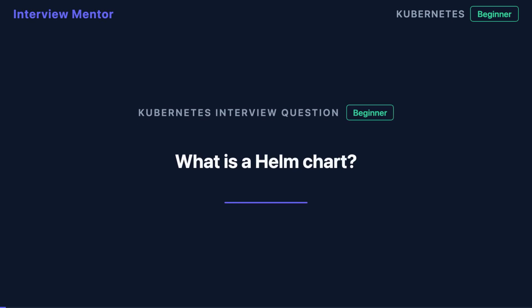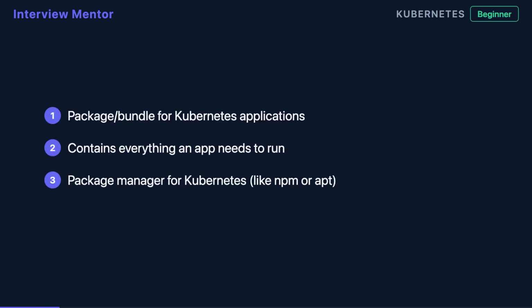Imagine deploying a Kubernetes application that requires a dozen different YAML files for deployments, services, config maps, and secrets. Managing all those files across environments becomes a nightmare. A Helm chart solves this by acting as a package or bundle for Kubernetes applications. Think of it like a zip file that contains everything your app needs to run on Kubernetes.